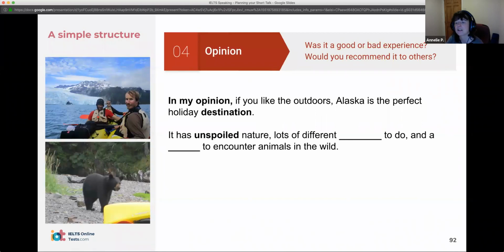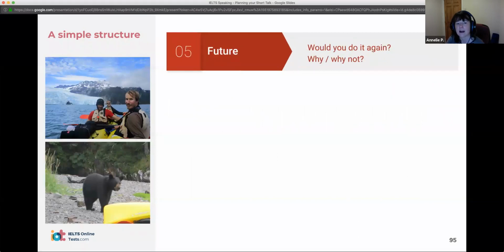We've gone for unspoilt nature. Lots of different, a plethora of, I like that, Jamal. Is that Jamal? Very nice. Lots of different activities, and a chance to encounter animals in the wild, or it could be an opportunity. And then we look forward to the future. An unexpected chance, that's very good.